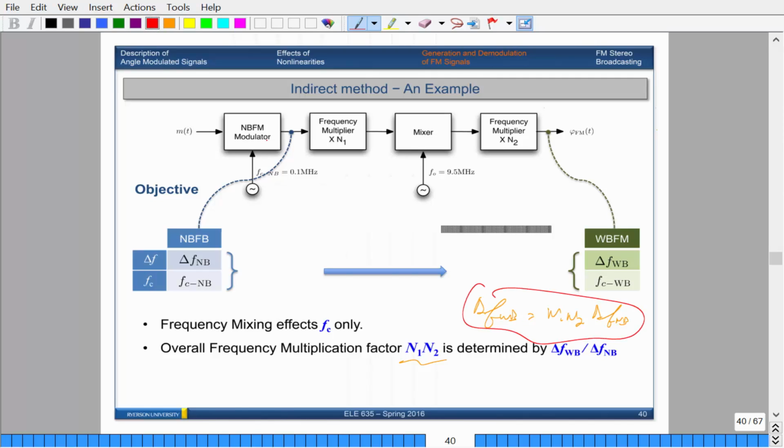So remember, when you put your signal through, you're going to multiply by n1. The mixer doesn't affect the multiplication. And then you're going to put it through n2 again, and then that's what we get. So this is what that relationship means.